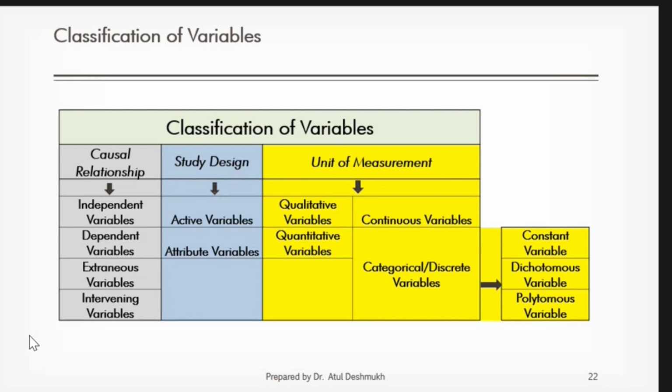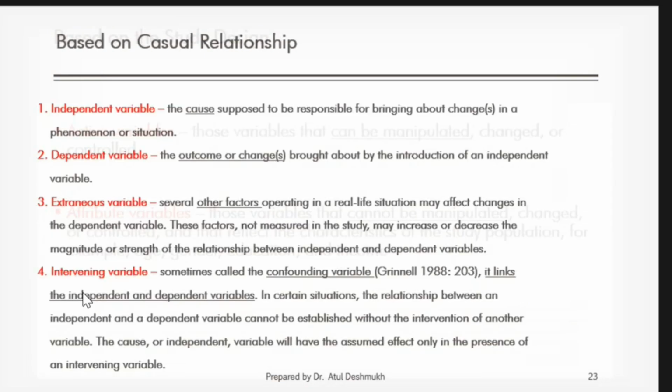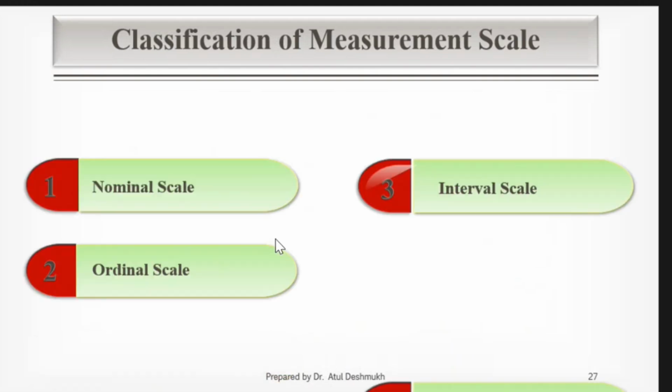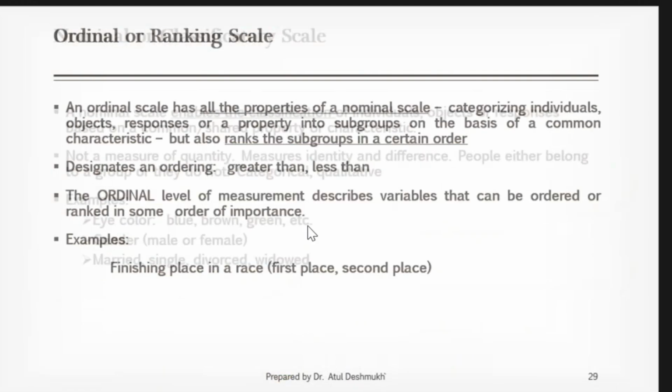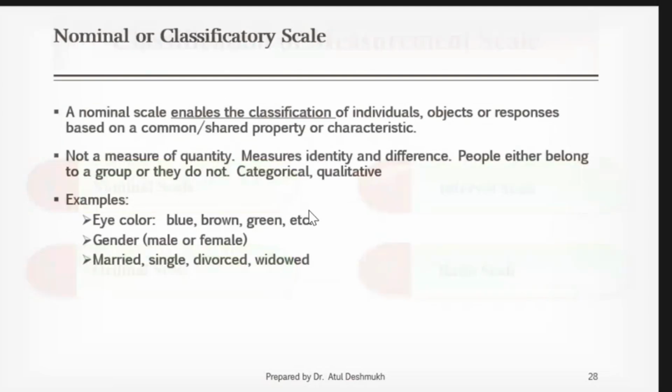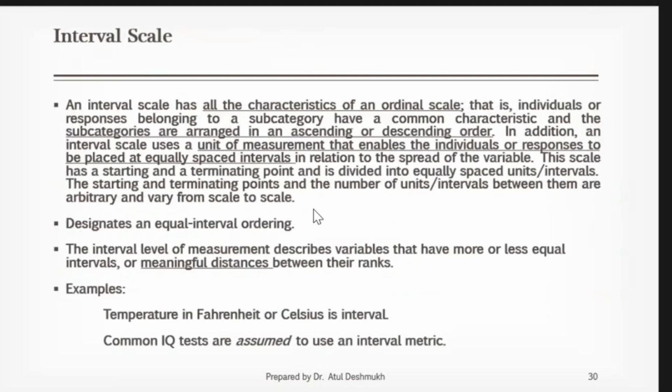So that way you find out the variables of your study. After you find the variables, try to classify your variables based on these 4 points. Whether your variable is nominal variable, ordinal variable, interval variable or ratio variable.